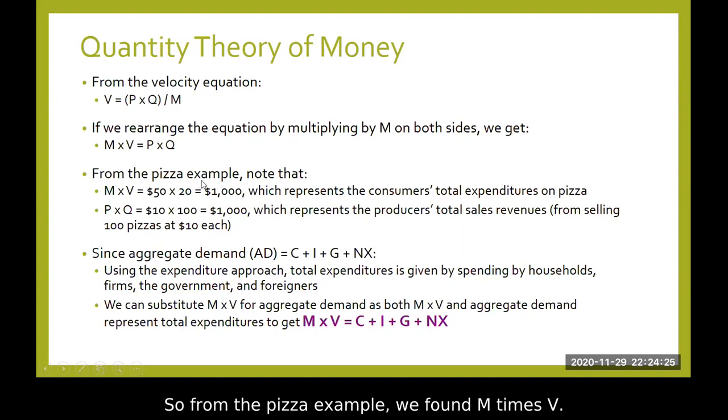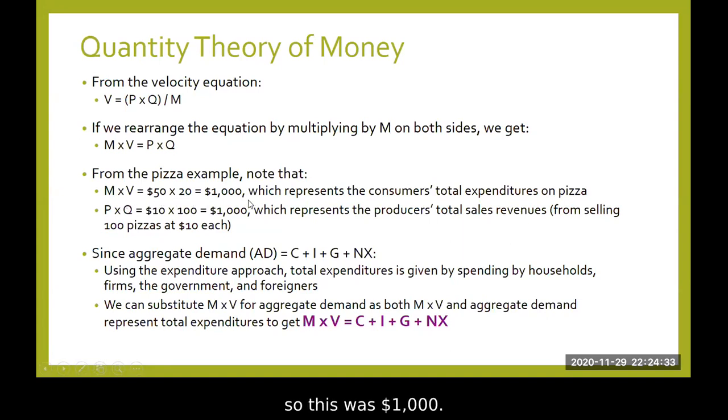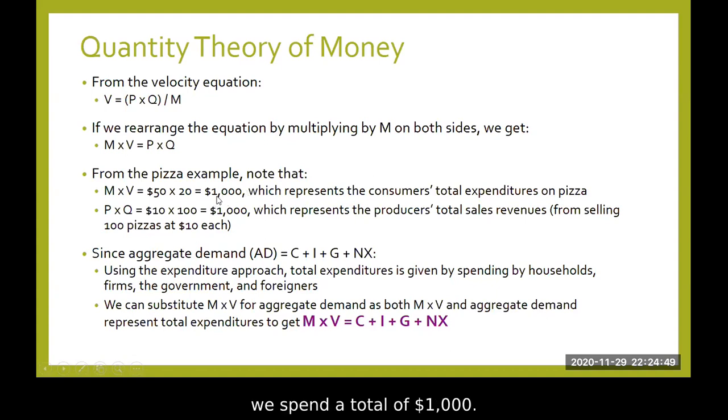So from the pizza example, we found M times V. The quantity of money was 50, times the velocity of 20, so this was 1,000. The $1,000 represents the consumer's total expenditure on pizza. So in order to buy the 100 pizzas at $10 each, we spend a total of 1,000. So that's what we found.